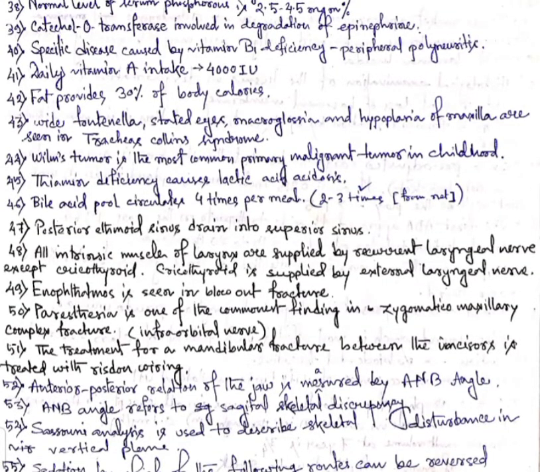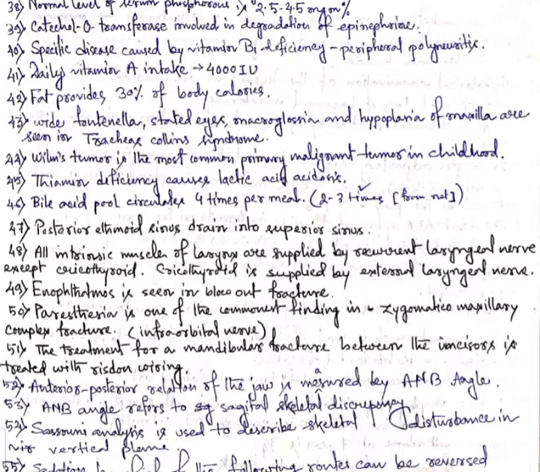The bile acid pool circulates 4 times per meal, and I've seen from the net it is written there 2 to 3 times, and from MCQ book 4 times. Posterior ethmoid sinus drains into superior meatus.